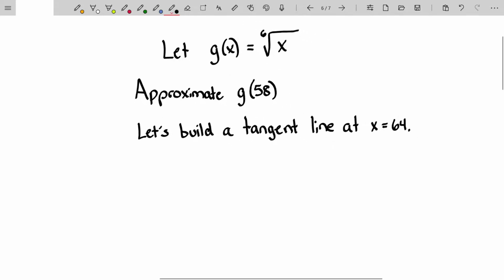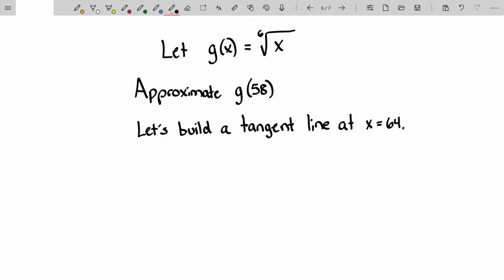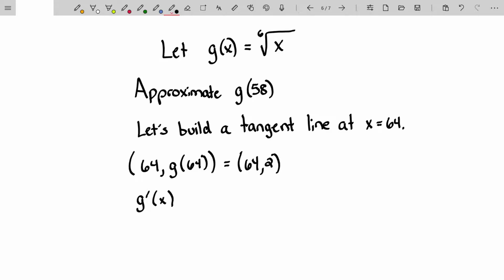To build a line, you need 2 things, a point and a slope. Well, 64 comma g of 64 would be the point, and that is 64 comma 2. Okay, so that's the point. And now we need the slope. Well, that'd be g prime at 64, but let's find out what g prime of x is first. That'd be 1/6 x to the negative 5 over 6 power.